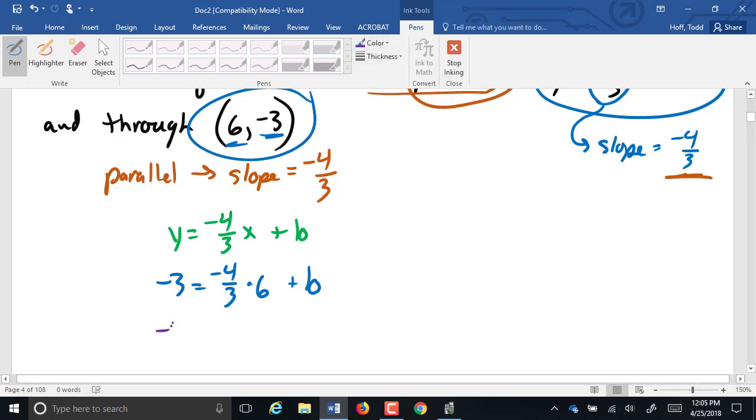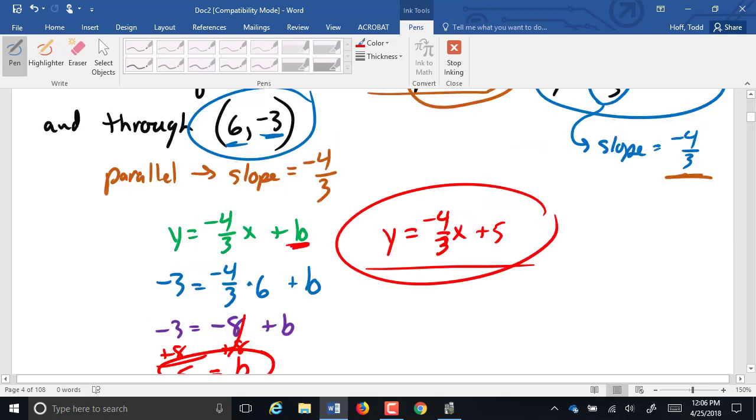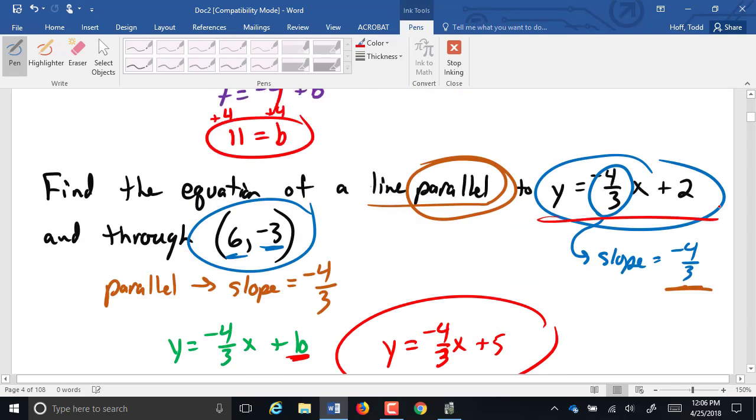So we combine, -4/3 times 6 is a -8. And to get b by itself, we add 8. So -3 plus 8 is 5 equals b. So replace this b with 5. Y equals -4/3 x plus 5. That is the equation of a line parallel to y equals -4/3 x plus 2 and through the point 6, -3.